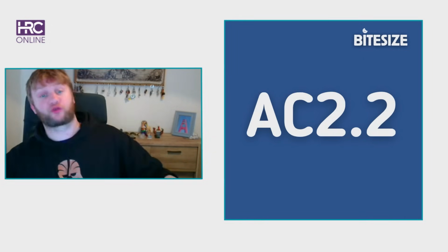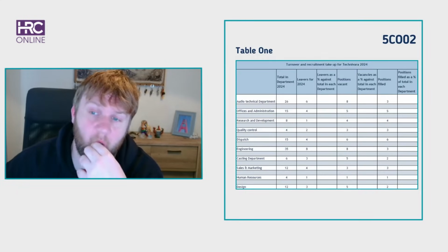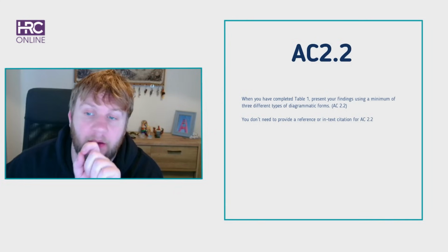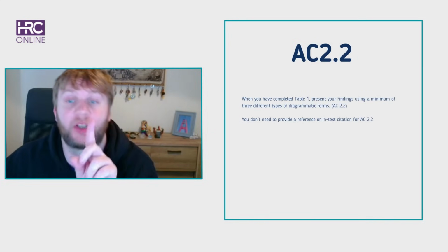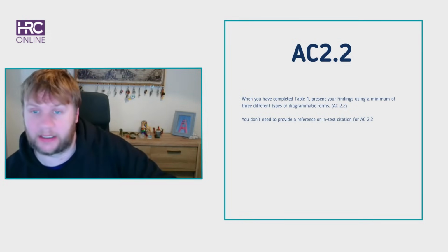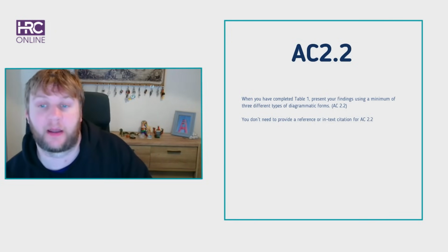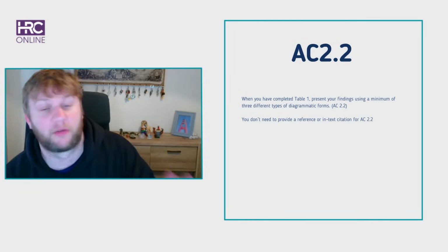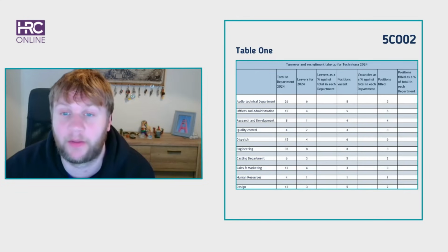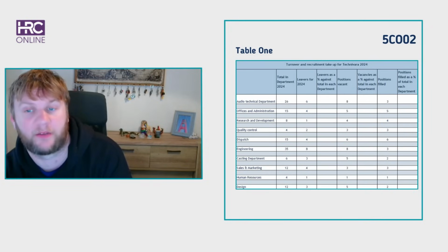Now, I am going to move straight to 2.2 because the two are interconnected, and that's really important for this. So, task 2, same data, 2.1, as mentioned. Now, when we look at 2.2, when you have completed table 1, which we've just covered, do it systematically. Present your findings using a minimum of 3 different types of diagram. You don't need to provide reference or in-text citations. So when you think about this, it makes sense to do it via department, doesn't it? Create a table that does it via department.